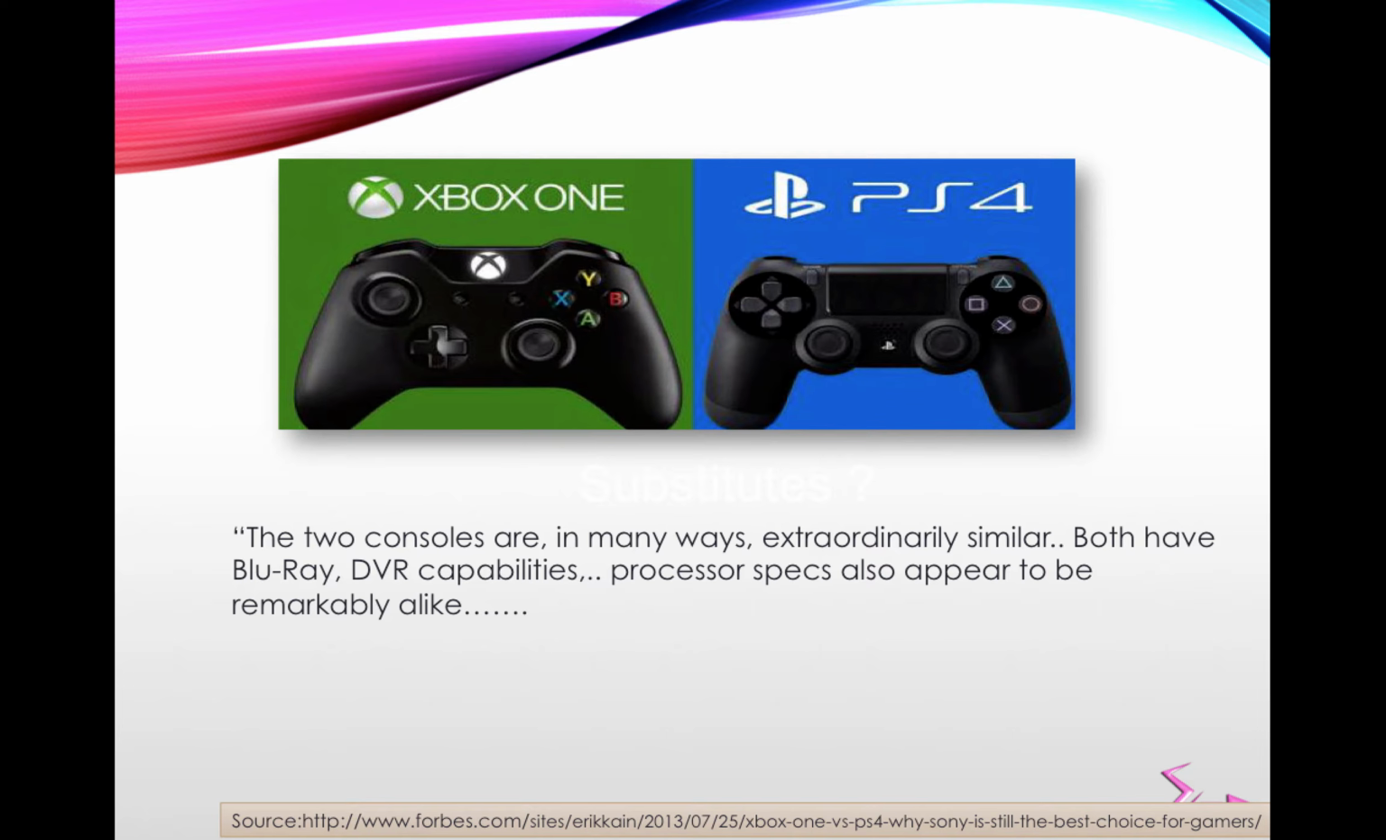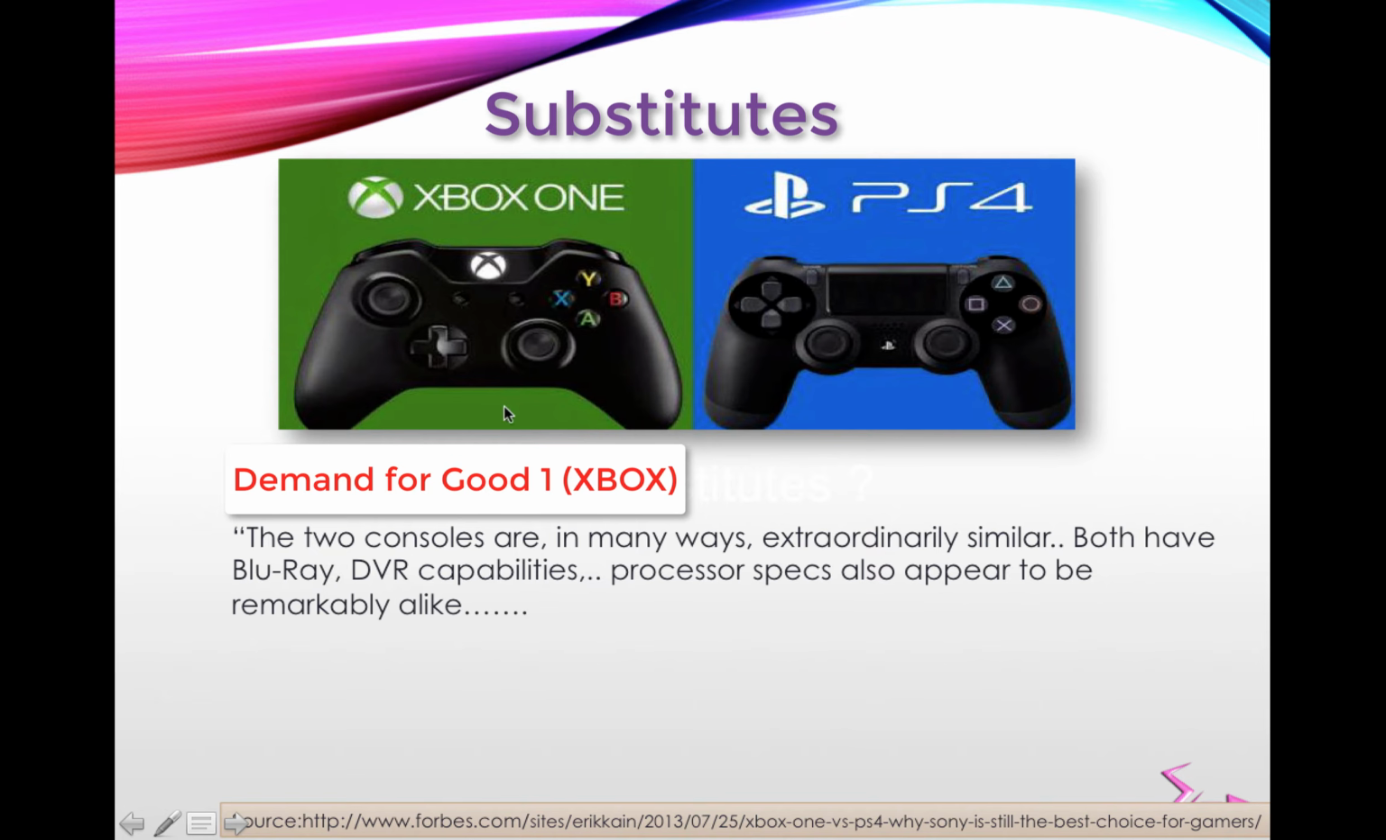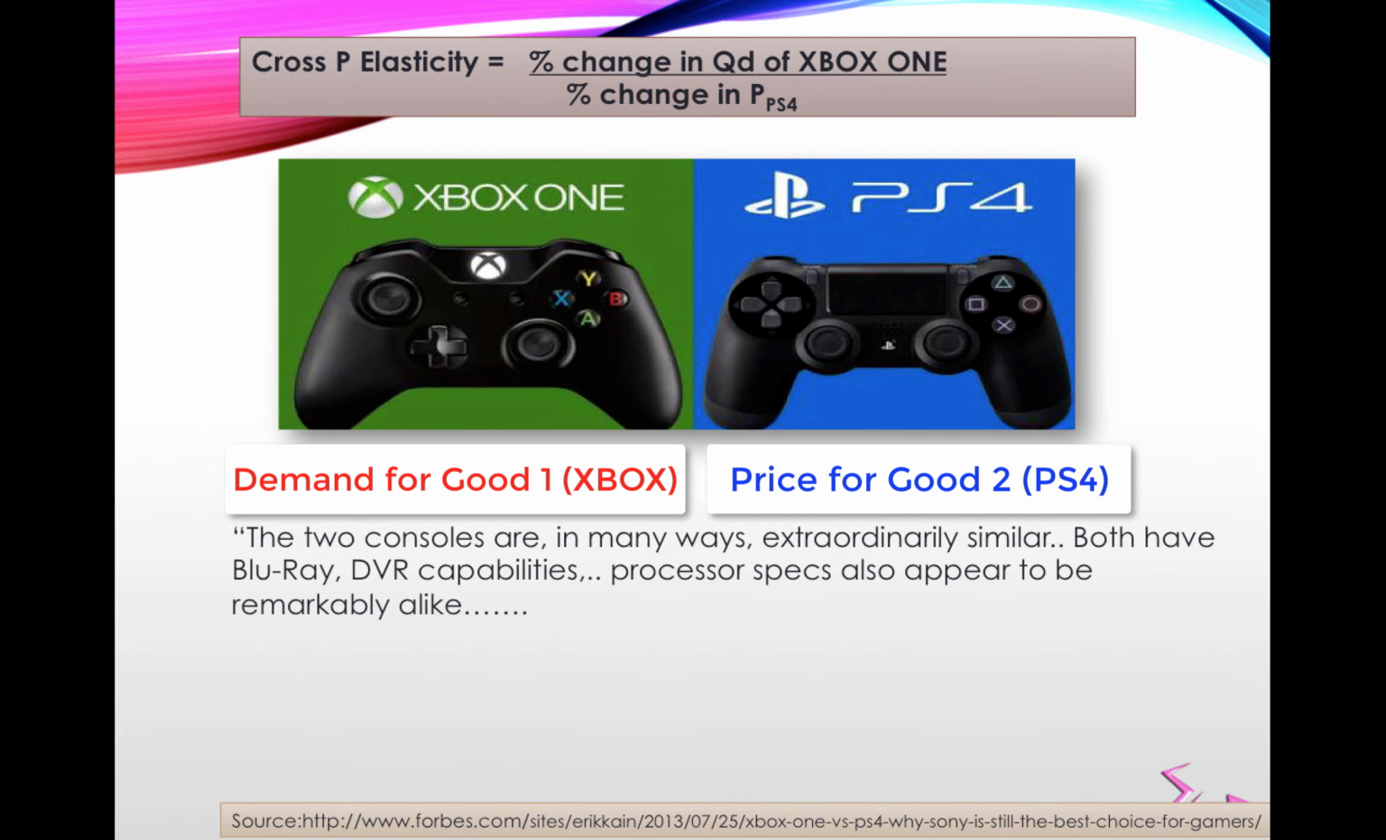All right, so let's consider these two goods, Xbox One and PlayStation 4. This is a quote from one of the news articles from Forbes discussing how similar these two goods are. This quote is really emphasizing the fact that these two goods are substitutes. Now the question is, what happens to the demand for Xbox One when the price of PlayStation 4 increases? So what happens to the percentage change in quantity demanded of Xbox One when there's a change in the price of PlayStation 4?